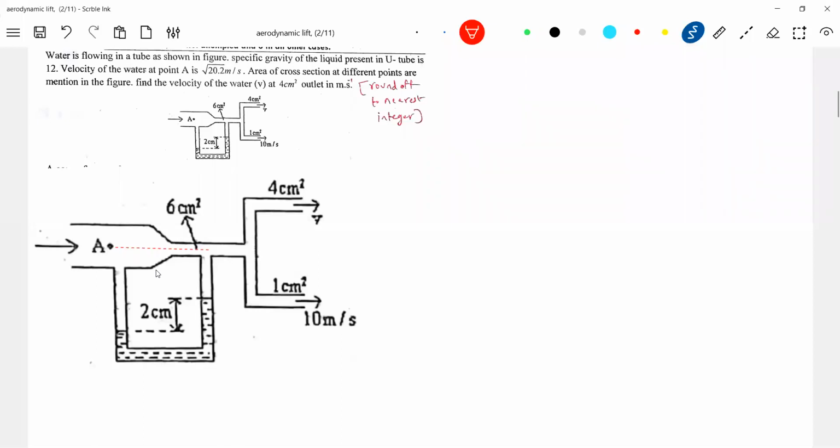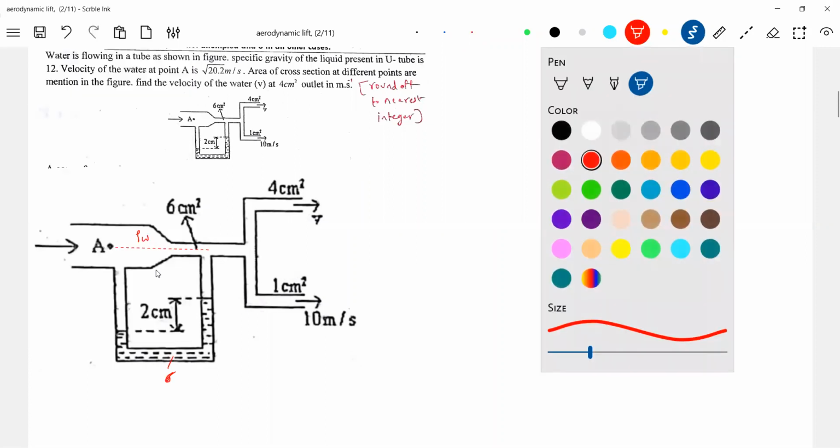Water is flowing in a tube as shown in the figure. There's water, density of water rho W. Specific gravity of the liquid present in the U tube is 12. This will have sigma; later on, I'll replace it. We'll give different colors so that you'll understand.